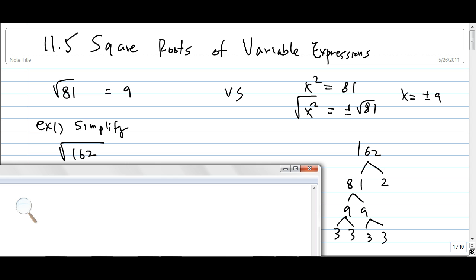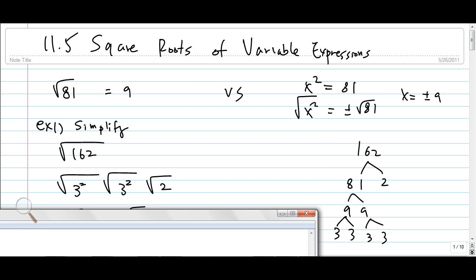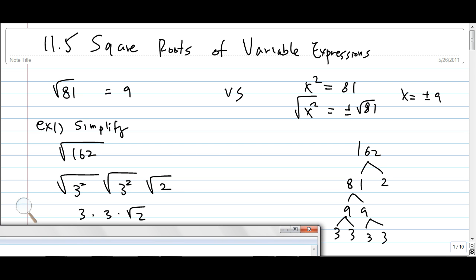Okay, good. How do we simplify this then? Two 3's pair up, two 3's pair up, and what's left? Yeah, 2. So what is your answer? 6 square root of 2? That's wrong. It's 3 times 3, so it shouldn't be 6. It should be 9, right?